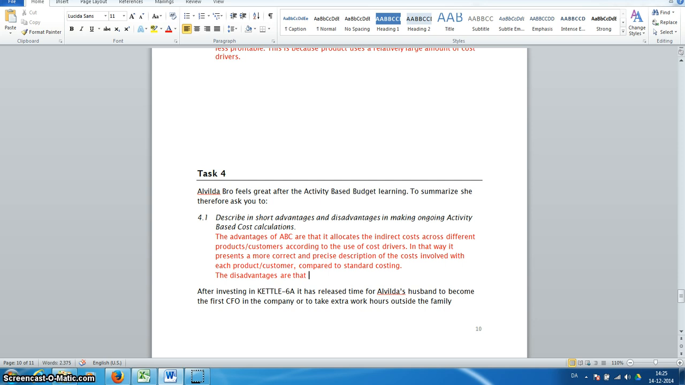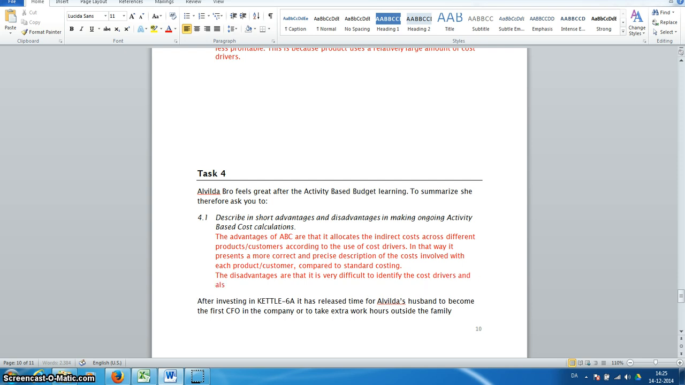that it is very difficult, at least in some cases, to identify the cost drivers and also the use of cost drivers. Perhaps you decide that it may be very difficult. And the use of cost drivers by each product slash customer.